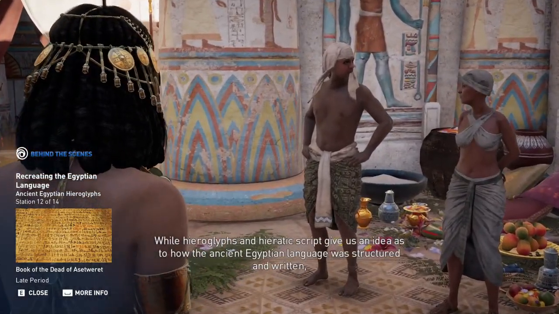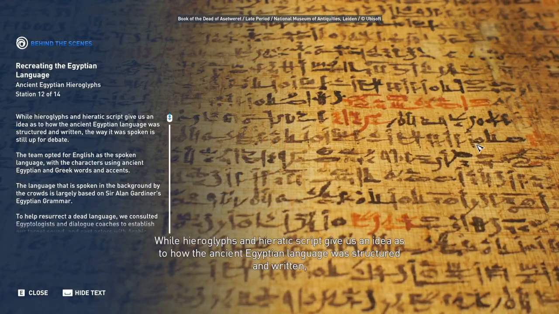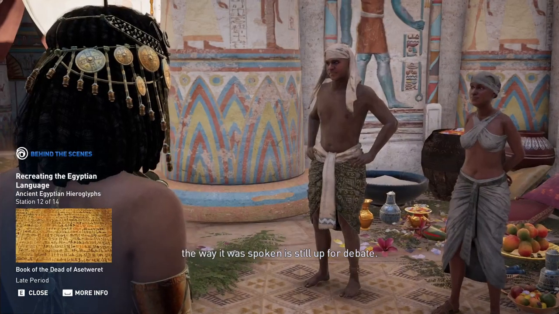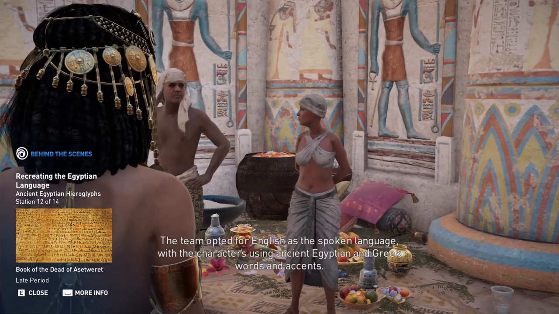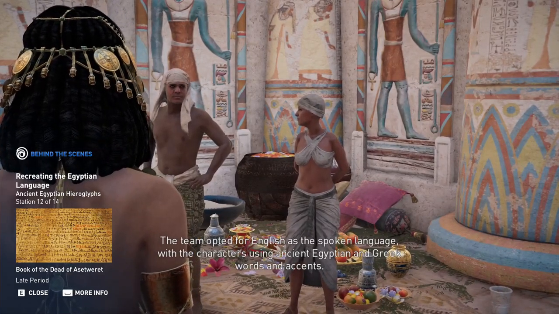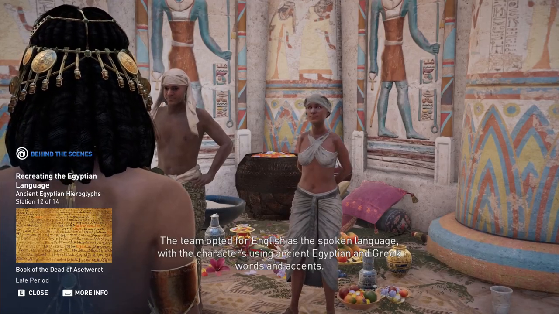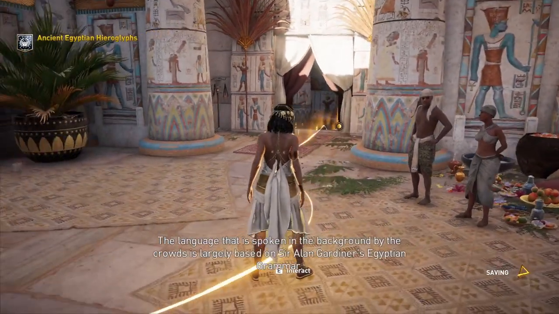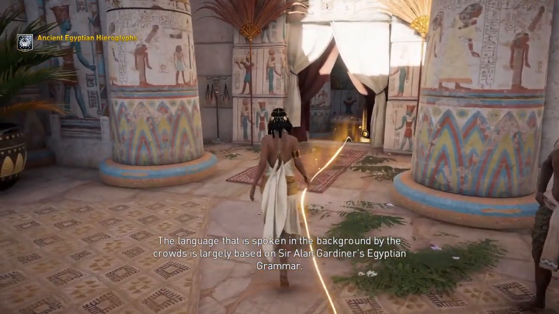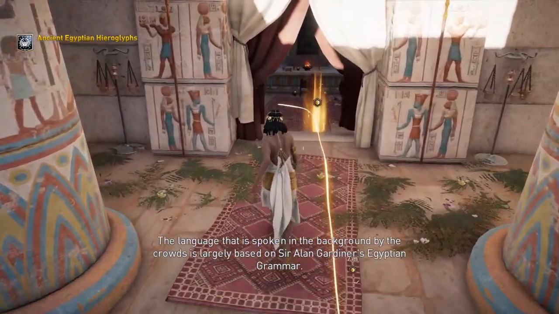While hieroglyphs and hieratic script give us an idea as to how the ancient Egyptian language was structured and written, the way it was spoken is still up for debate. The team opted for English as the spoken language, with the characters using ancient Egyptian and Greek words and accents. The language that is spoken in the background by the crowds is largely based on Sir Alan Gardner's Egyptian grammar.